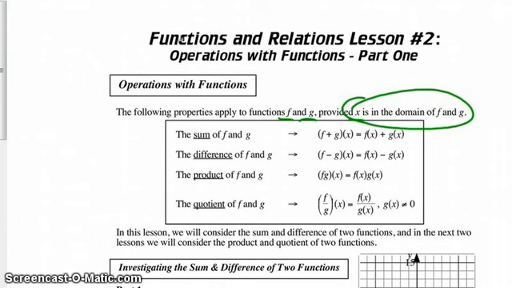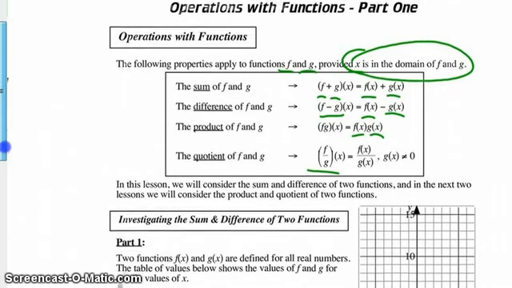If you have two functions and somebody says to add them, that means you should add the two functions together. If they want the difference of the functions, they might say f minus g at x, and that's what it would look like. And product would be f times g at x, and so on. In this lesson, we're only going to look at the sum of these.